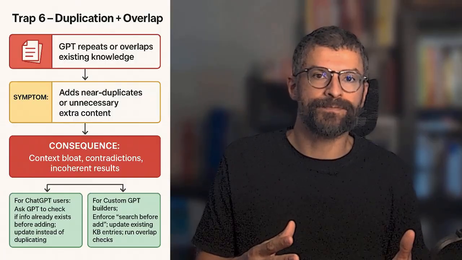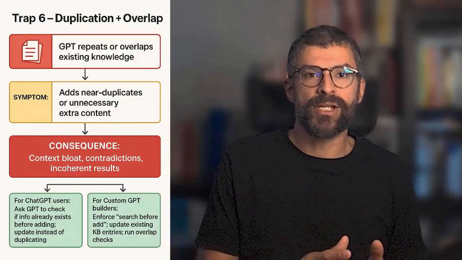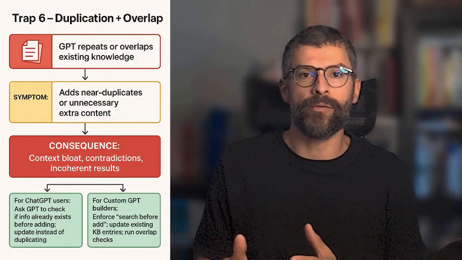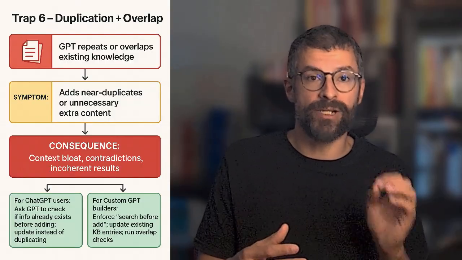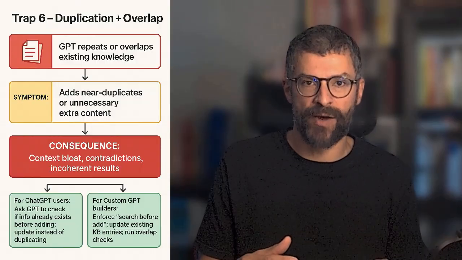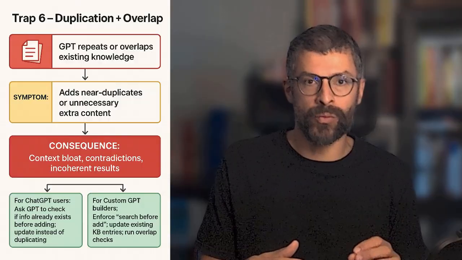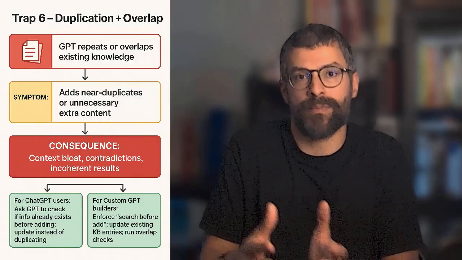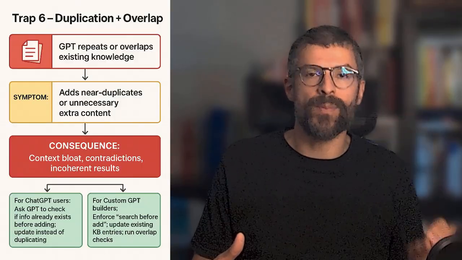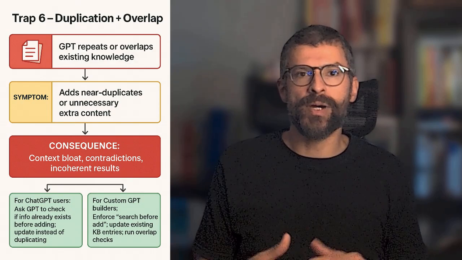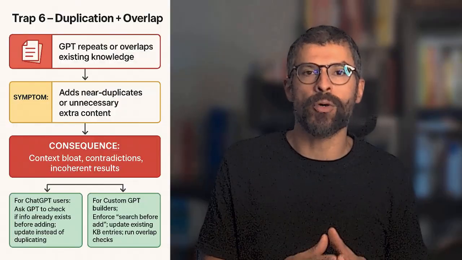So here's the fix. As a ChatGPT user, stop and ask, did we already cover this? Get ChatGPT to check its own history before adding new info. If you're building custom GPTs, this trap is really annoying when you're creating knowledge base files. So enforce a search-before-add rule when you're building the knowledge base with AI. Make the model update objects inside the knowledge base instead of duplicating them. And before saving new entries in the knowledge base, run a quick overlap check so contradictions don't pile up.